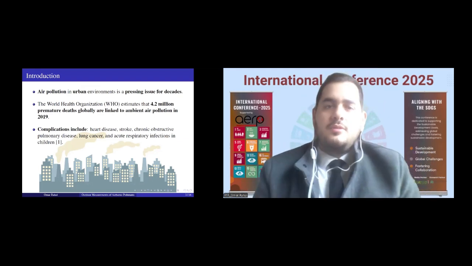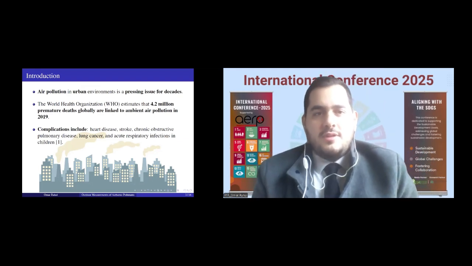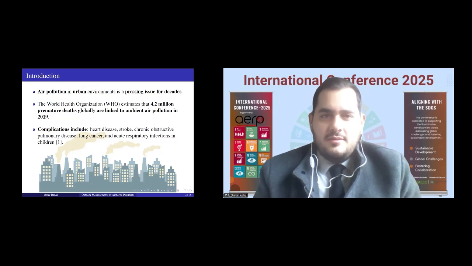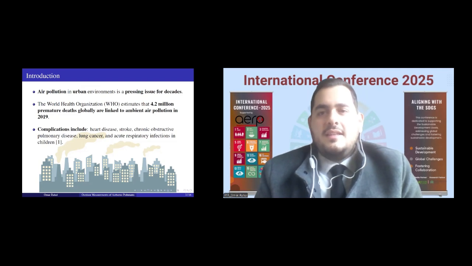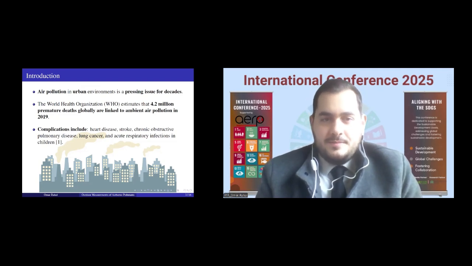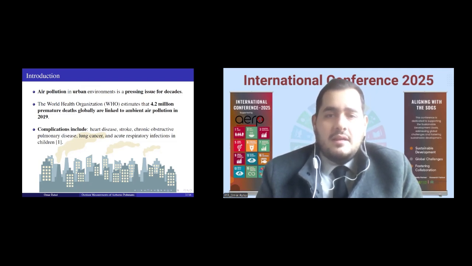Air pollution has been a pressing issue for decades, especially in urban environments. The World Health Organization estimated around 4.2 million premature deaths globally linked to ambient air pollution. This was in the year 2019, by the way. Complications included many diseases like heart disease, stroke, pulmonary disease, lung cancer, and infections for children.